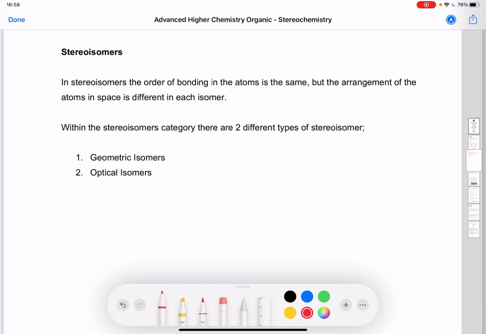So in stereoisomers, the order of bonding in the atoms is the same, but the arrangement of the atoms in space is different in each isomer. Within the stereoisomers category, there are two different types of stereoisomer. So we've got geometric isomers that we're going to look at in this lesson, and we have optical isomers that we will look at in the next lesson.